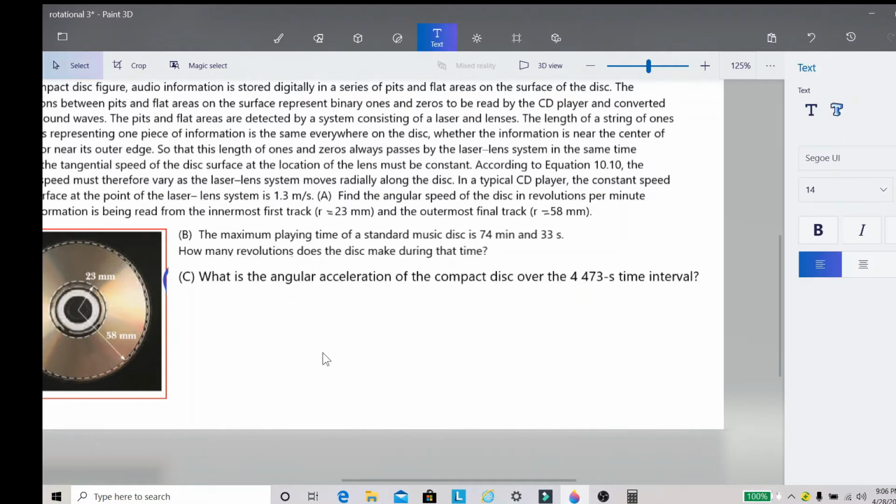Okay, we have another follow-up question here. Question letter C. What is the angular acceleration of the compact disc over the 4,473 second time interval? By the way, yung 4,473 second time interval na yon, nakuha yun dito sa 74 minutes and 33 seconds na time. Kinonvert niya lang ito sa seconds.